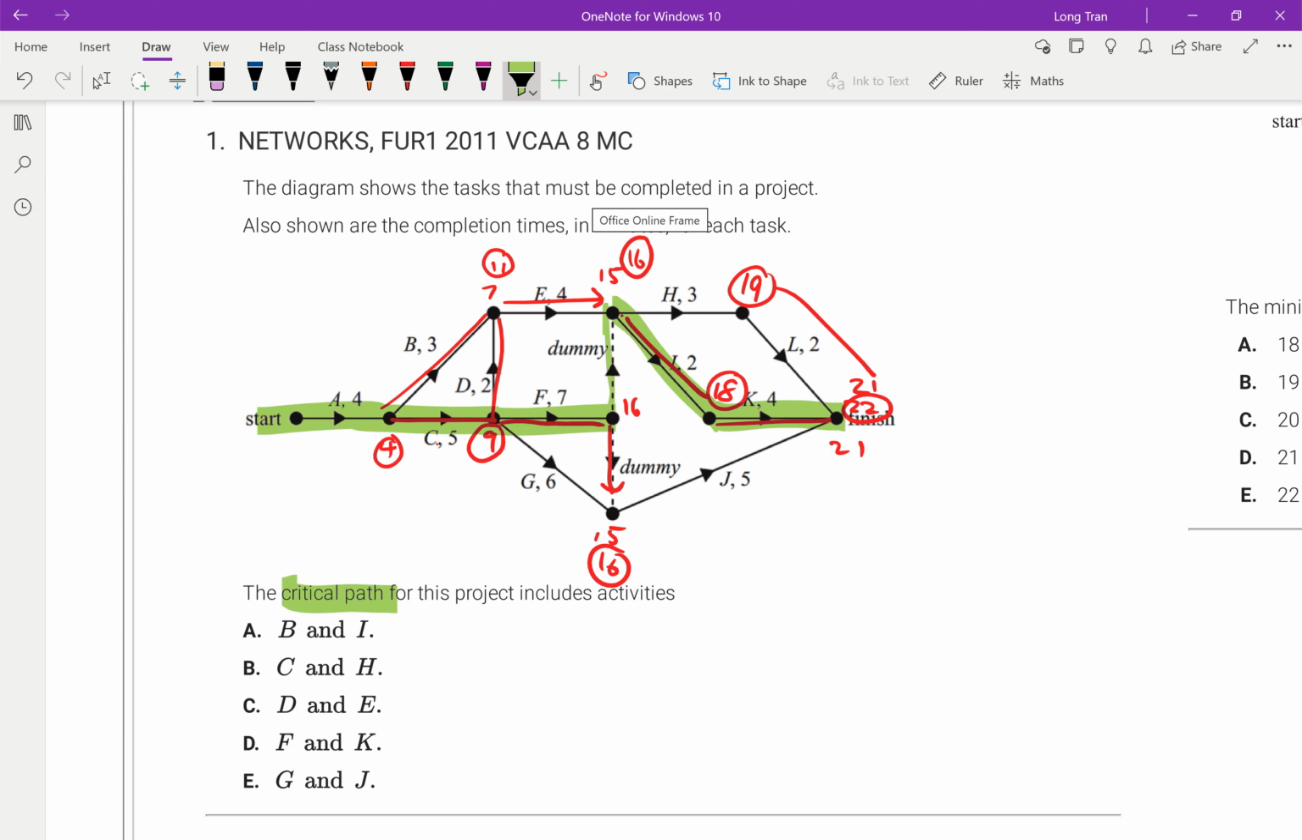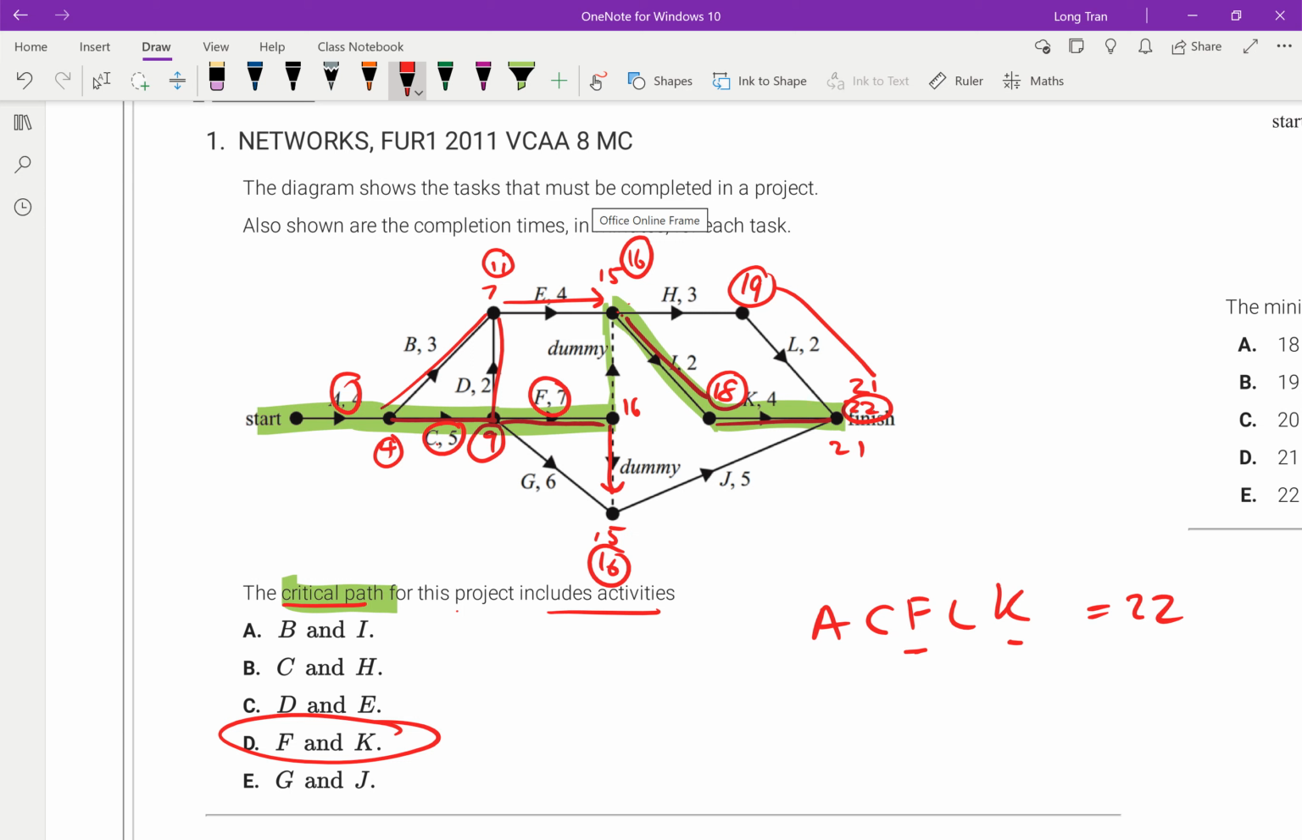So therefore, my critical path is starting with activity A, going to activity C, go to activity F, and F connects with L, L then connects with K. That will give me the minimum time required, which is 22. And so when they say the critical path for this project includes activities, which one of those have those letters that I need? And we can see D is the only one with F and K in them. That's my answer. So I'm not using the boxes. I'm not using what they teach you in the textbooks.